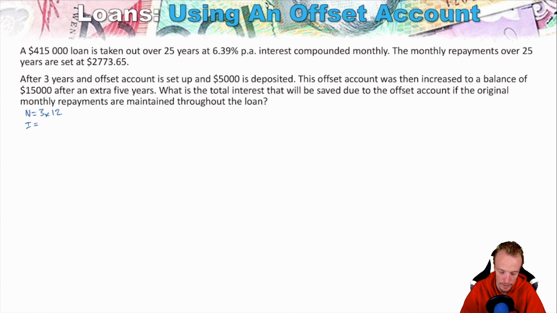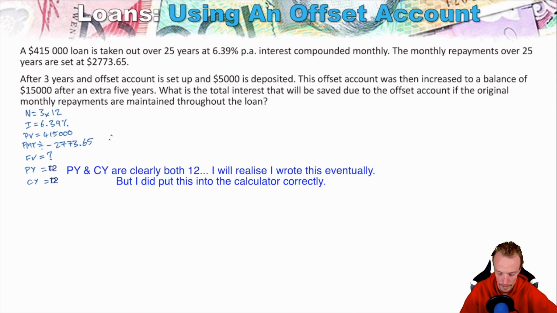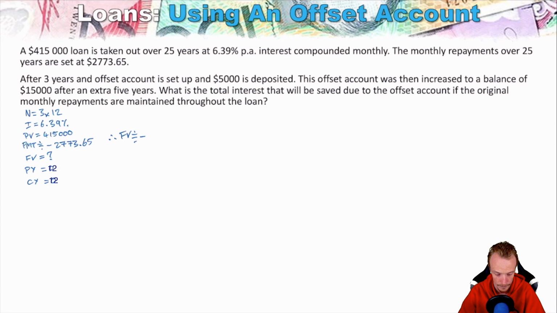So N is 3 by 12, the interest rate was 6.39%. Present value, that was 415,000. We haven't got an offset account, so it is 415,000. PMT is approximately negative 2773.65. Future value, that's what we're after. P, Y and C, Y are both 12 here. So let's get our future value. We have a future value that's approximately 392,693.45. So that's what the outstanding balance was at that time.